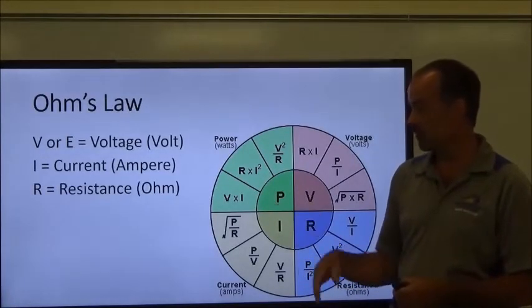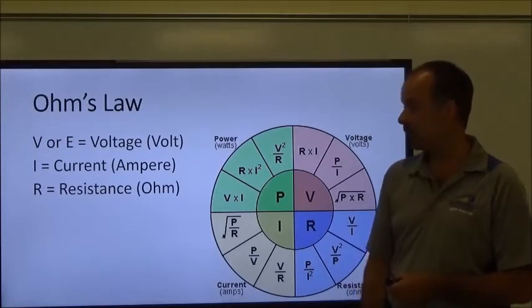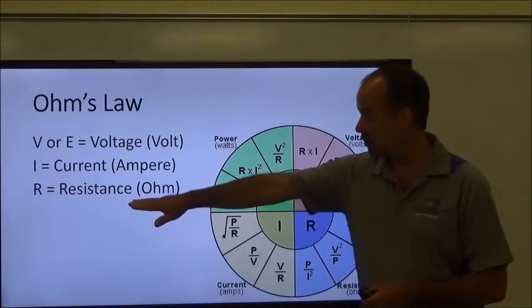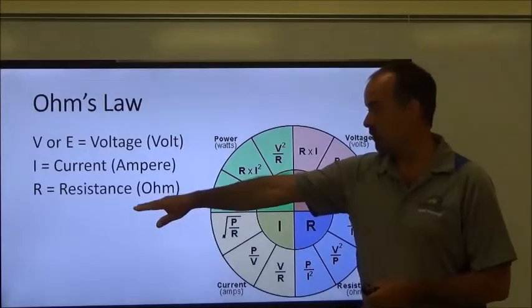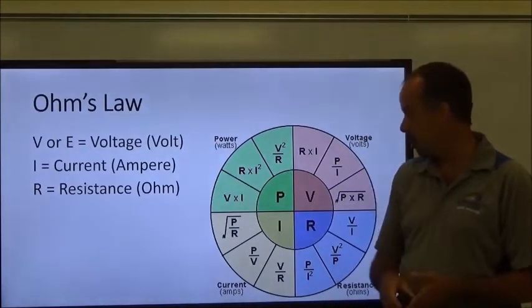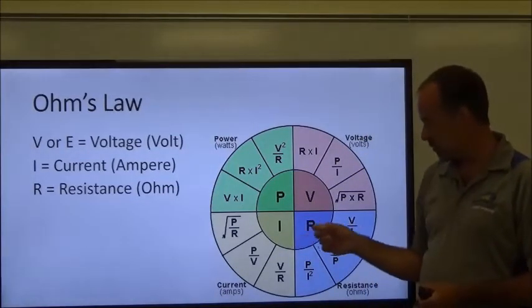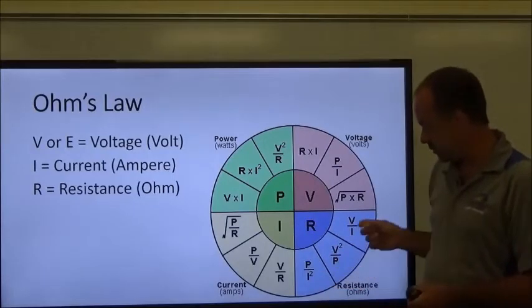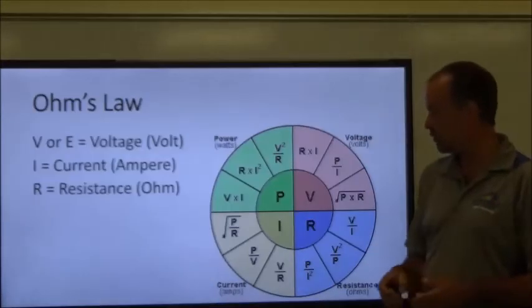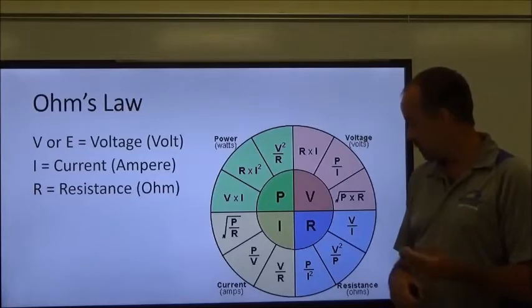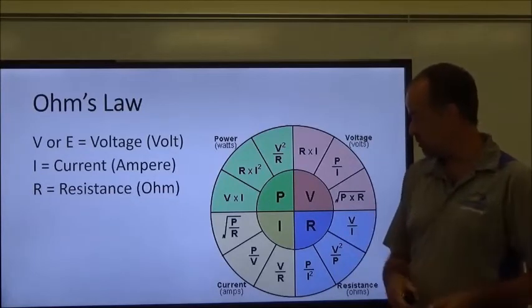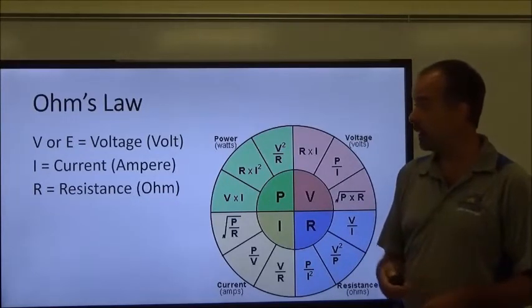Resistance, we've talked a lot about resistance so far in this class. The unit of resistance is the ohm. It's represented with an R, and it represents this quarter of the wheel. And here are the three formulas you would use to find resistance, depending on what two values you have.